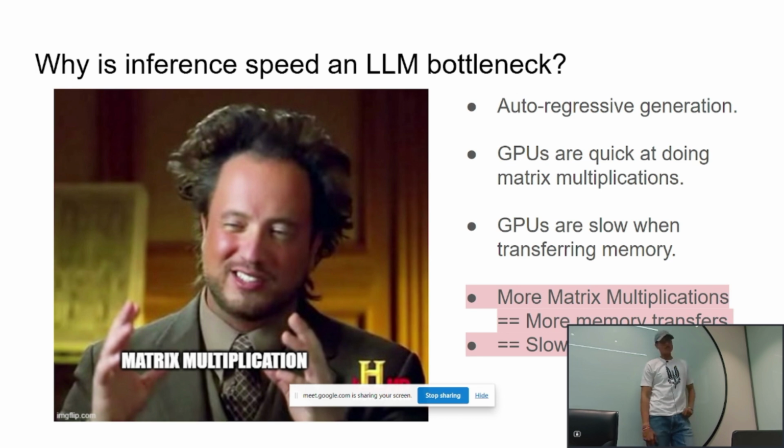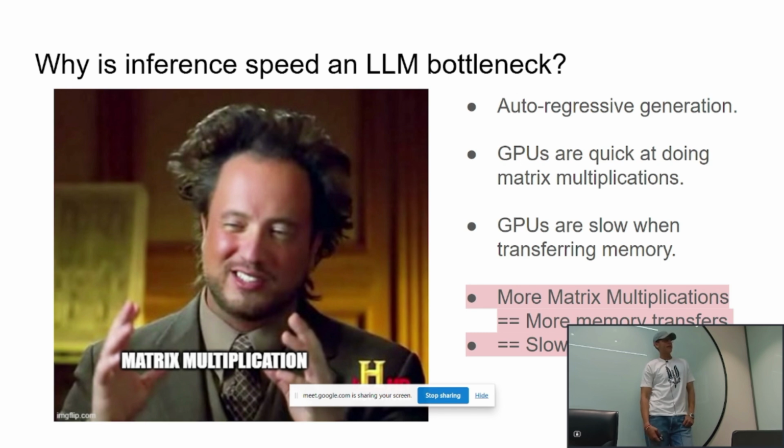Now, one of the questions is, why is inference speed a bottleneck for the LLM? The short answer is matrix multiplication, but then someone might say that GPUs are pretty good at doing matrix multiplications. So how can they be slow?